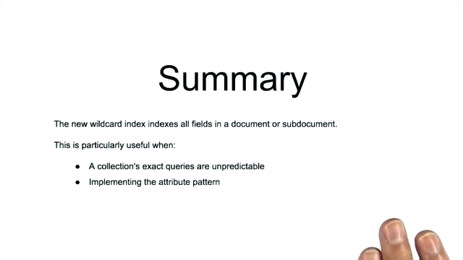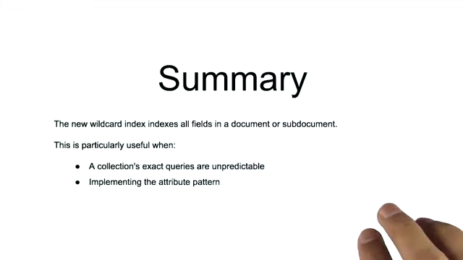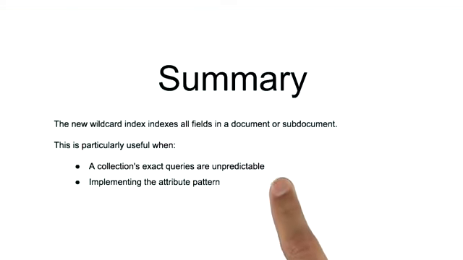So in this lesson, we discussed two important use cases for the wildcard index. The first was a collection where we don't know the exact queries, which the wildcard index mitigates by creating a single field index on every field in a document or subdocument. The second was simplifying our implementation of the attribute pattern in our data by using a wildcard index on the subdocument containing our attributes.